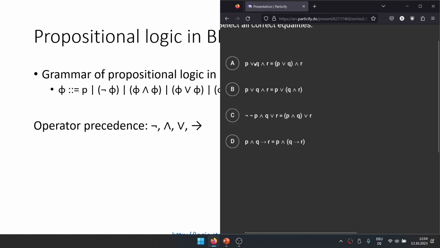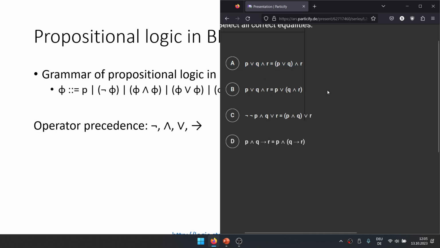So here, for this one and that one, for left and right to be equivalent, we would have to make sure that this or is really stronger than the and. Because the alternative is that we have P or, and then we open the parentheses, Q and R, right? The binding of and is stronger than the binding of or. So what would happen is we first have to evaluate this and only then evaluate the or. So this means that this one is not a correct equality.